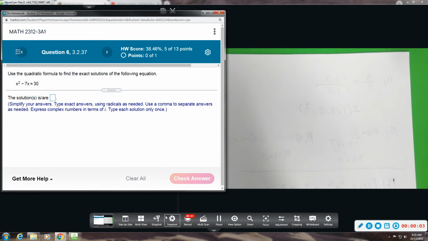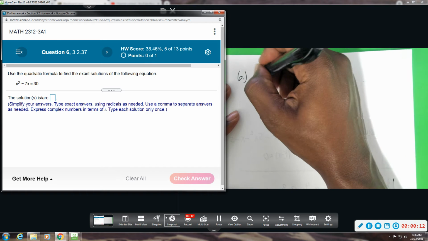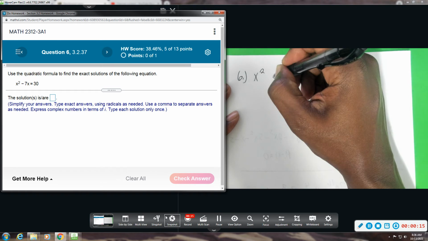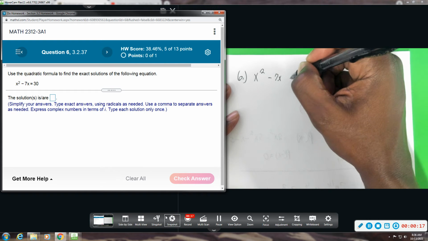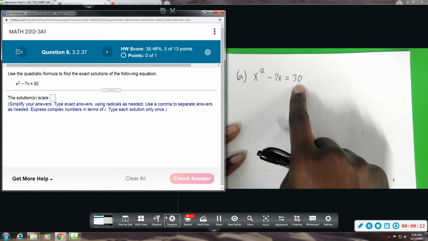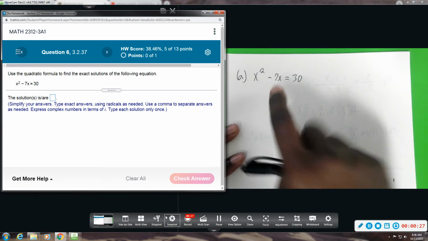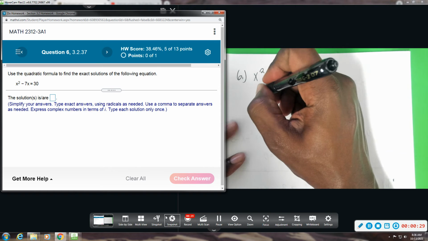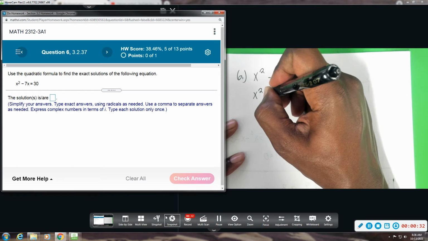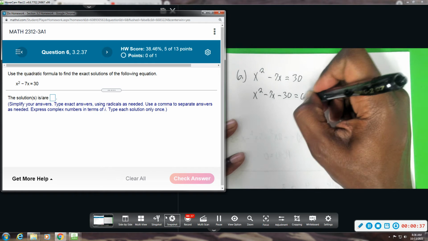All right, number 6, we're going to use the quadratic formula to find the exact solutions of the following equation. So we have x squared minus 7x equals 30. In order to use the quadratic formula, we have to first have this quadratic equation set equal to 0. So I'm going to subtract 30 and move it over. I'm going to start with x squared minus 7x minus 30 equals 0.